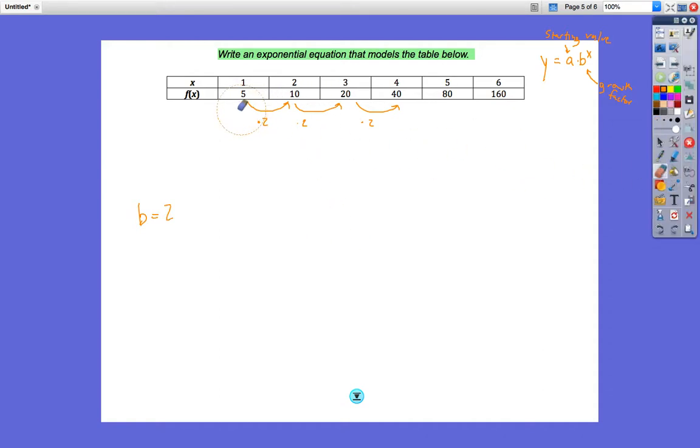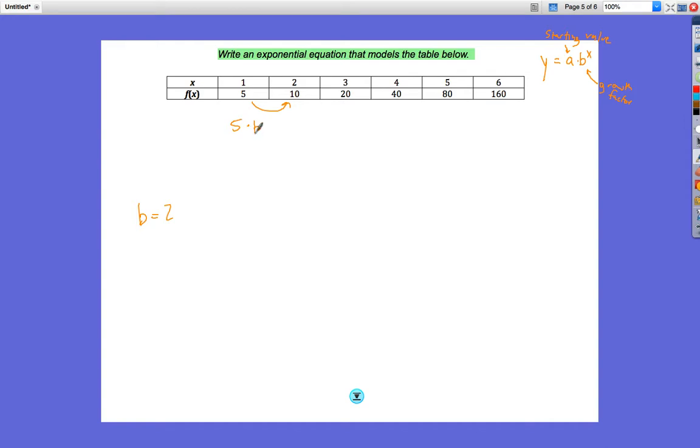If you cannot spot that, you can also set up a little equation. 5 times B must be 10, right? Well, then if I solve for B, then B is 2. That works for any of them because we're talking about one step. So from 40 to 80, 40 times B must be 80, because we're multiplying by B once to get here. So B is 2.